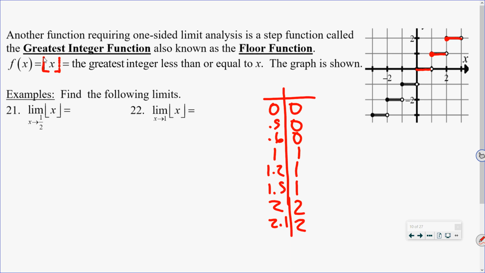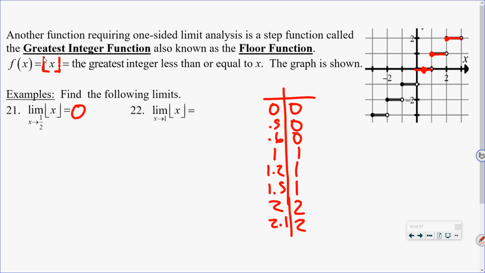So it wants me to find these limits. It says, what's the limit as x approaches a half of the greatest integer? So if I plug in a half, you can look at the graph right here. A half is right there. Well, if I approach from the left side, it's 0. If I approach from the right side, it's 0. So the answer is just 0.